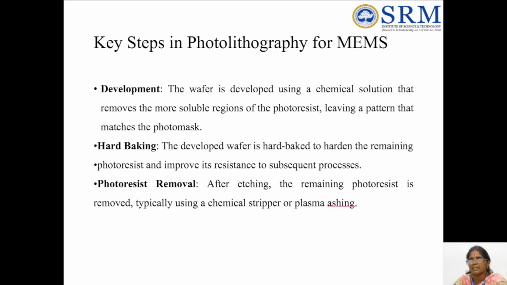Next is development. The wafer is developed using a chemical solution that removes the more soluble region of the photoresist, leaving a pattern that matches the photomask. Next is the hard bake. The developed wafer is hard baked to harden the remaining photoresist and increase its resistance to subsequent processes. Photoresist removal is next. After etching, the remaining photoresist should be removed, typically using a chemical stripper or plasma etching.